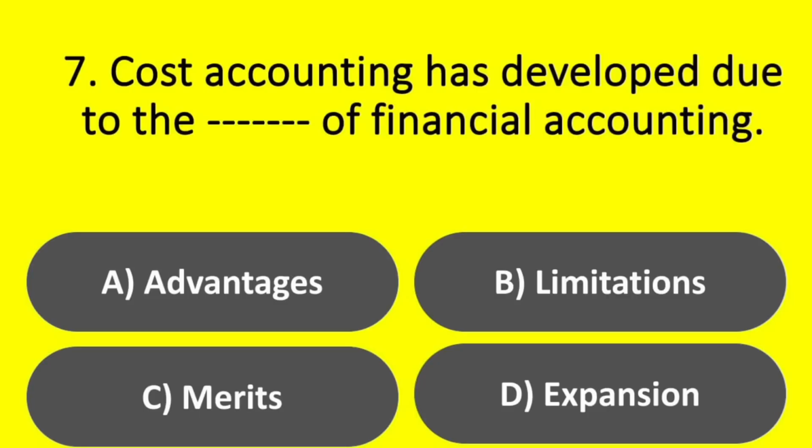Cost accounting has developed due to the dash of financial accounting. Option A, Advantages; option B, Limitations; option C, Merits; option D, Expansion. Answer: option B, Limitations.